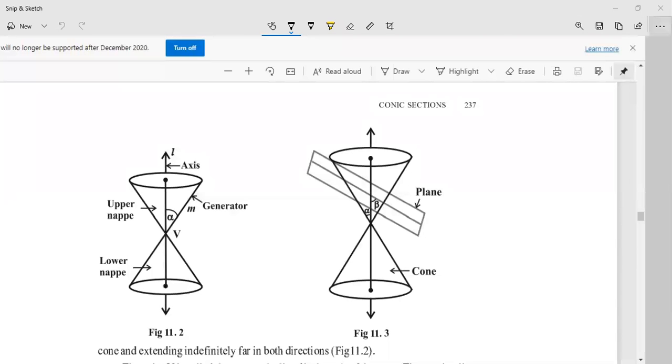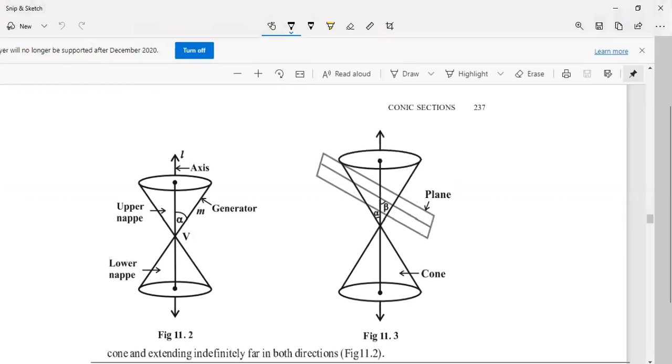So today we will start conic section. Conic section part 1. Why is it called conic section?